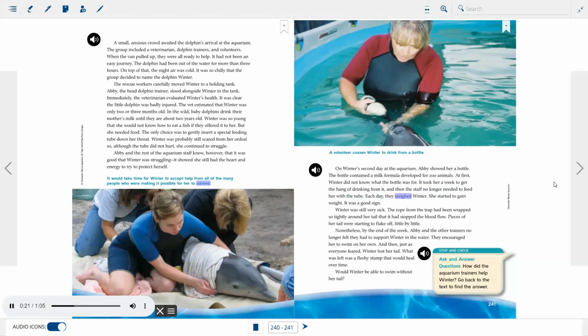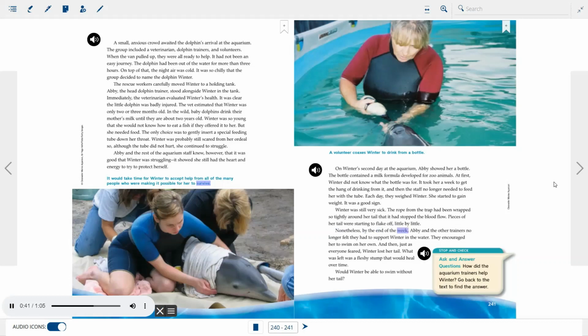Each day they weighed Winter. She started to gain weight. It was a good sign. Winter was still very sick. The rope from the trap had wrapped so tightly around her tail that it had stopped the blood flow. Pieces of her tail were starting to flake off, little by little.